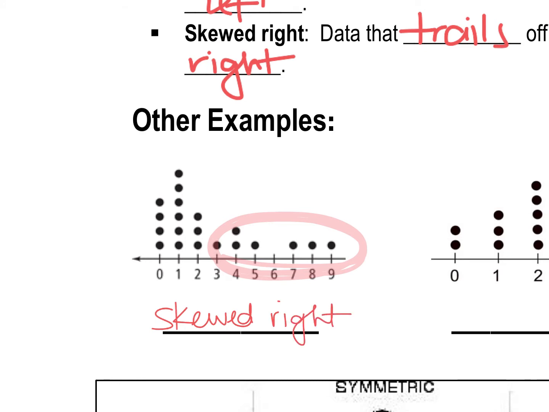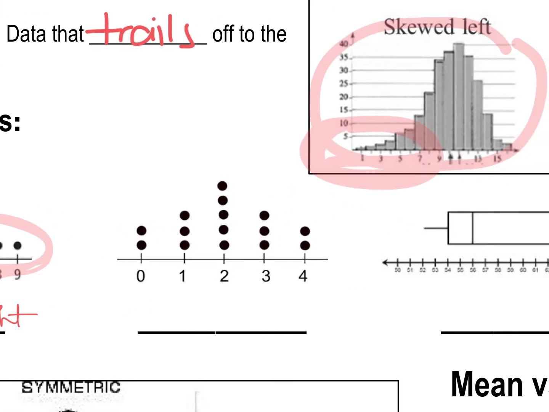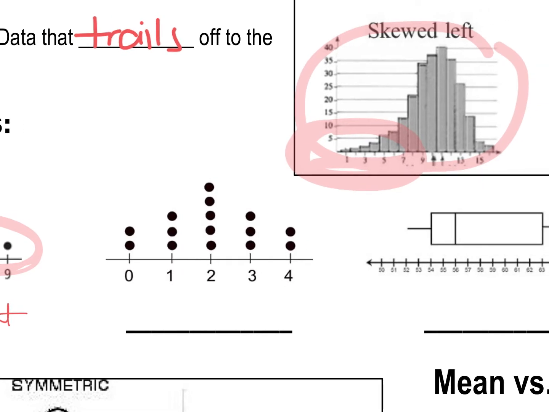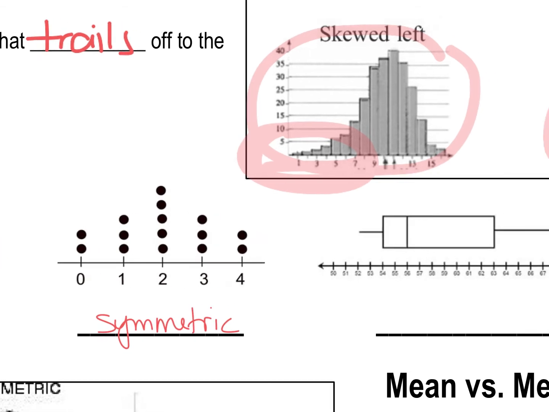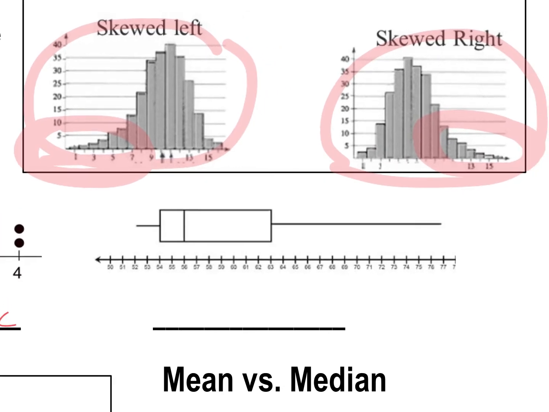Then let's go to our next example. Over here, this one is symmetric. I know it's symmetric because it looks very even. It has a nice peak where the center is, and then both sides generally go off evenly. Our next one is this box plot, and this one also is skewed, just like our first example, and this one is skewed right. So you see over here, it has a long whisker here on the right, so this is skewed right.